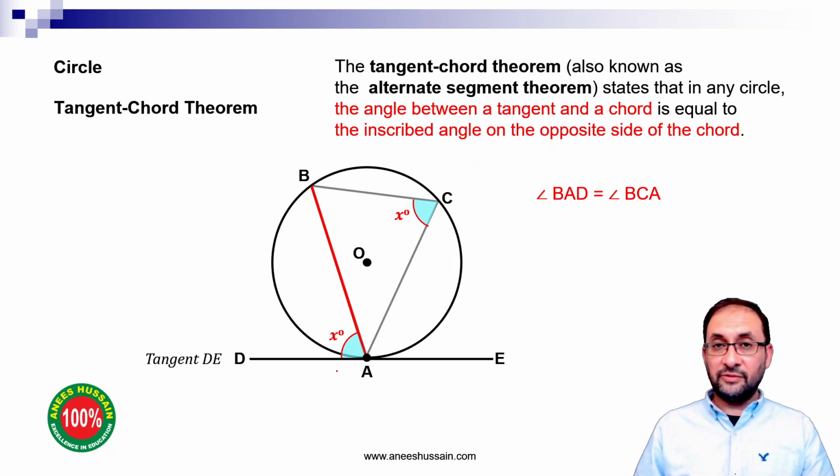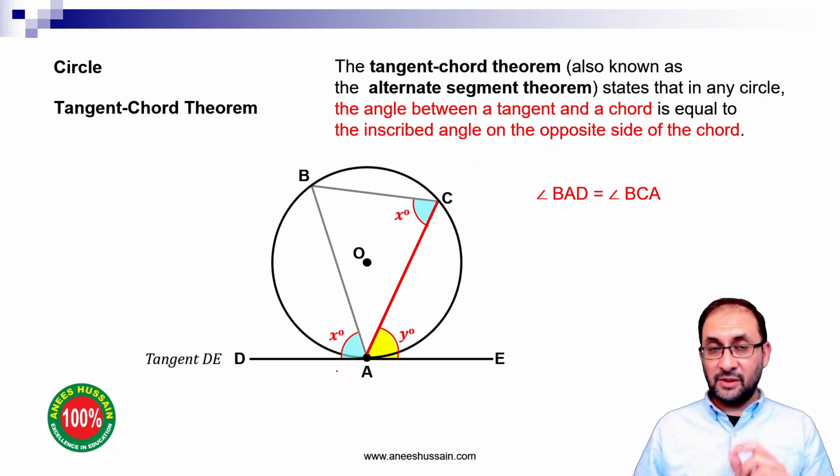You can observe that actually there are two chords that are connected to the tangent. There was chord AB and there's also chord AC. And the angle between chord AC and the tangent DE is going to be the angle CAE. Now let's mark that as y degrees.